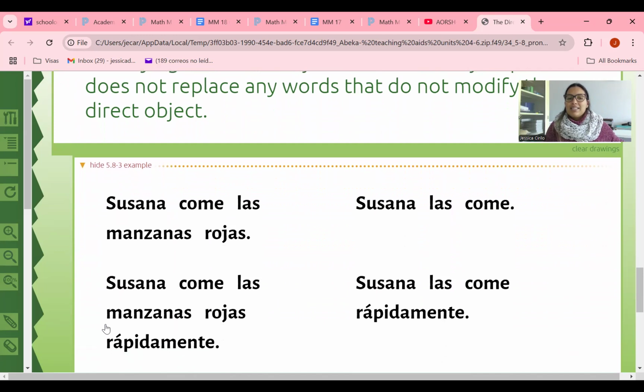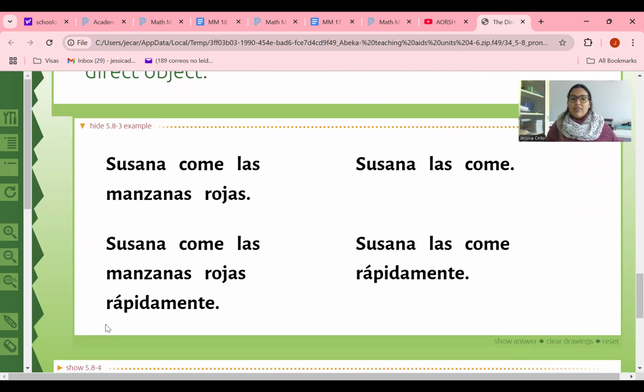Susana come las manzanas rojas. So from this example, we already know that manzanas is the direct object. Rojas, which is another word, is modifying the direct object because it's telling that the manzanas are red. So las will replace manzanas and rojas. Susana las come.